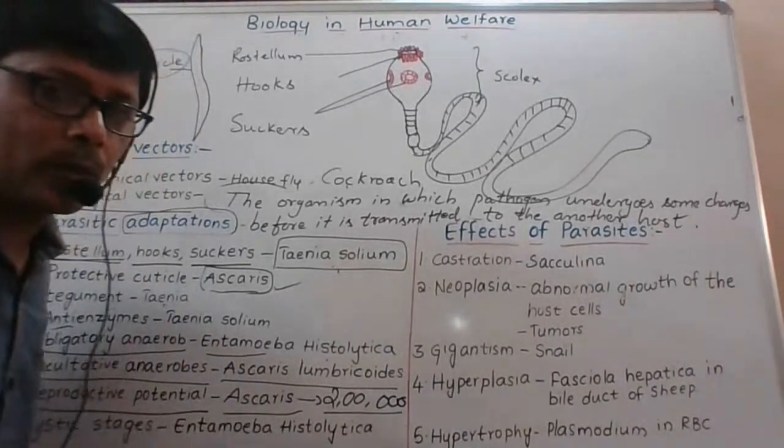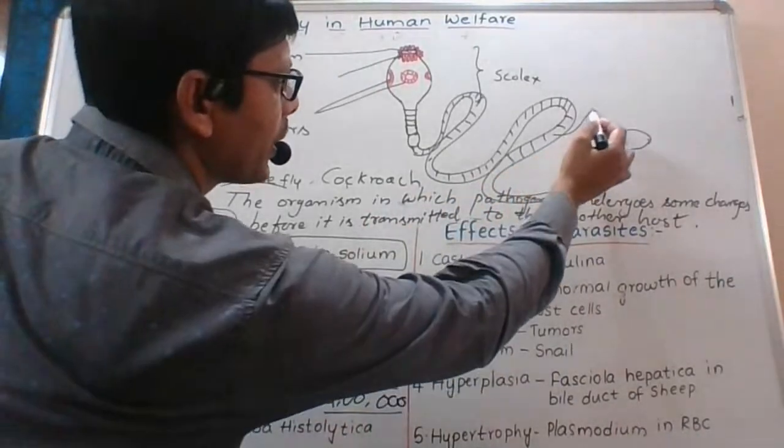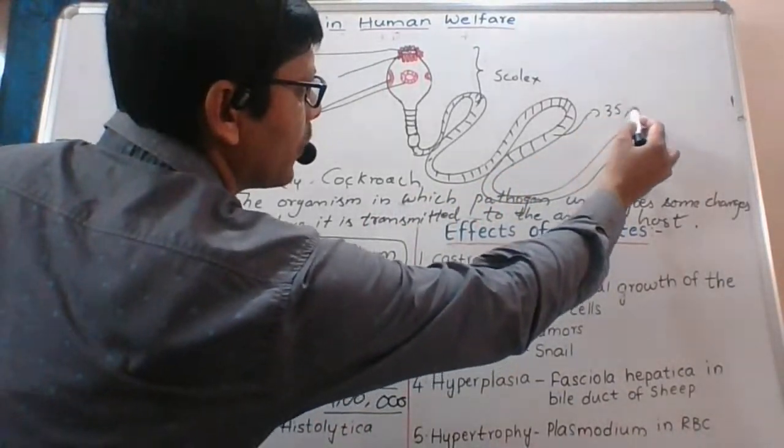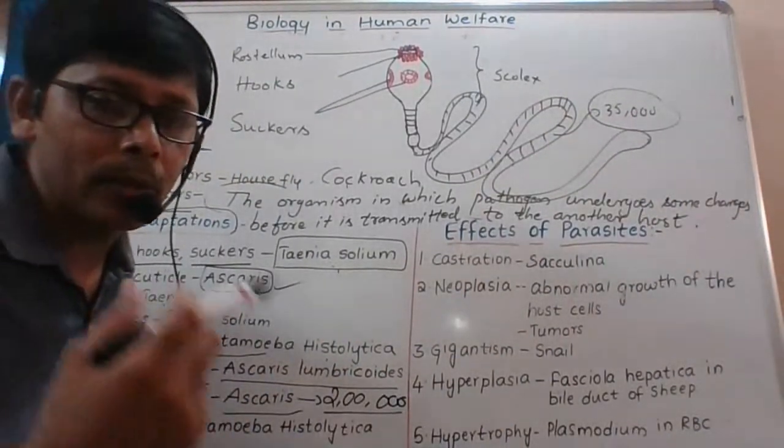Another example, Taenia solium. Each mature segment can produce 35,000 eggs per day. That means Taenia solium has high reproductive potential.